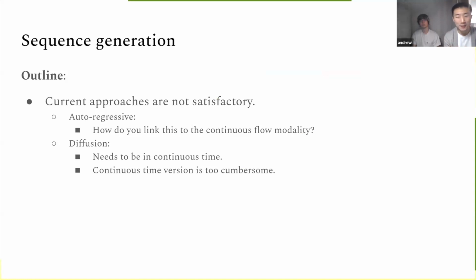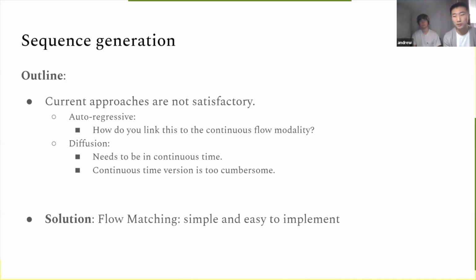And Andrew, my colleague, worked on continuous time diffusion and discrete diffusion models, and he and other people found it to be a little bit too cumbersome. So this is what led to our solution, which was to do flow matching, which we've seen in the diffusion framework really simplifies how you do generative modeling in continuous spaces without loss of performance. And it simplifies the implementation as well in the continuous space. So we set out to try to figure out how to apply flow matching in the discrete setting.